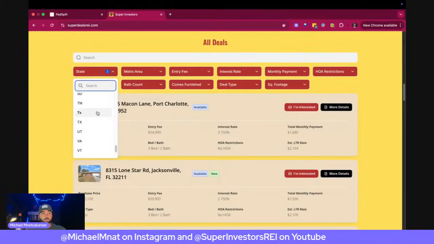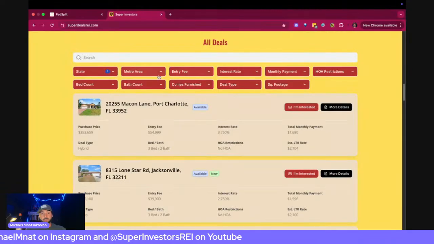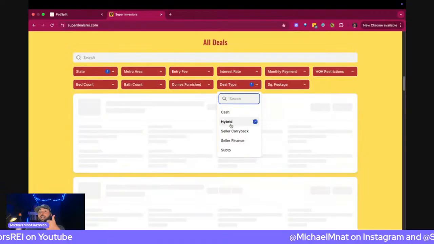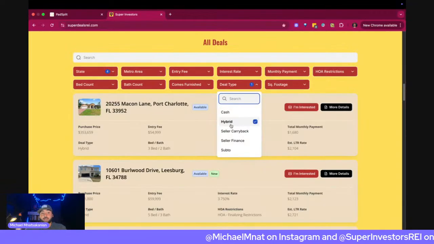Maybe we'll do Texas as well. All right, and then we're going to do hybrid. Let's go. Ideally, hybrid is seller finance and subject to, because I want to show you how to do both of those.